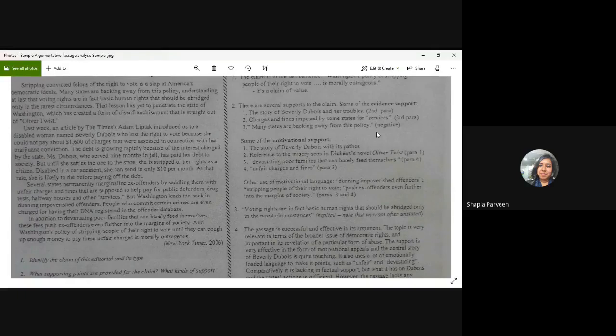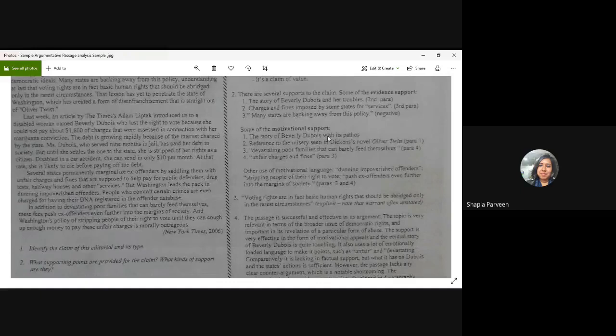That's right. Okay, and then some examples of motivational support are given here. 4 of them. There are actually more motivational support. Now again, the story of Beverly Du Bois with its pathos. The story of Beverly Du Bois is an example of evidence support, but at the same time it's also motivational support because this story has been published. That's why it's a factual support, but it's also motivational because once you read her story, you do feel for this character. The moment you start reading about her, you actually feel her troubles, her sufferings, and your inner emotions are stirred. So it says with pathos.